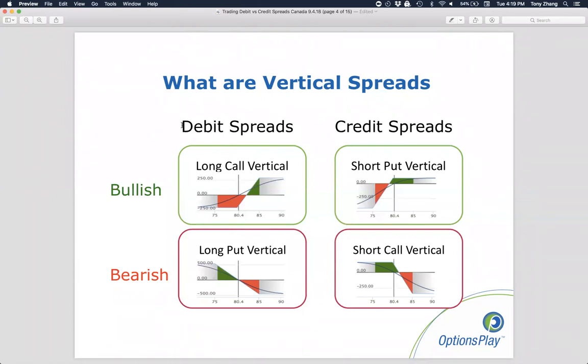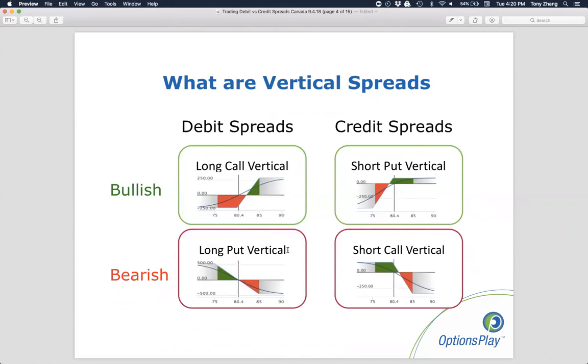So when we're talking about debit spreads, these are spreads that cost money to get into the trade and receive a credit to get out of the trade. For bullish trades, you would trade a long call vertical. For bearish trades, you would trade a long put vertical. Very similar to buying a call or a put. You buy a call if you're bullish, you buy a put if you're bearish. Same thing for debit spreads. You have basically the same call vertical for bullish trades, put vertical for bearish trades.